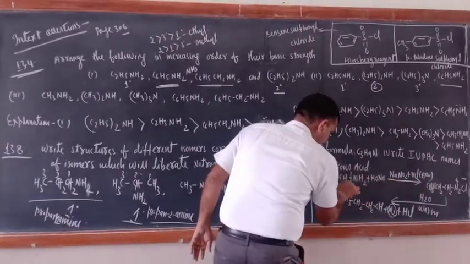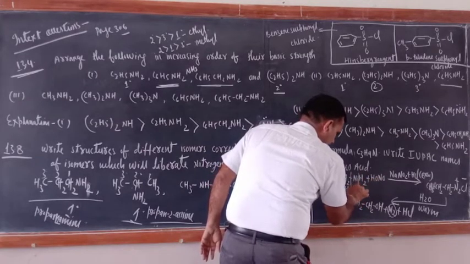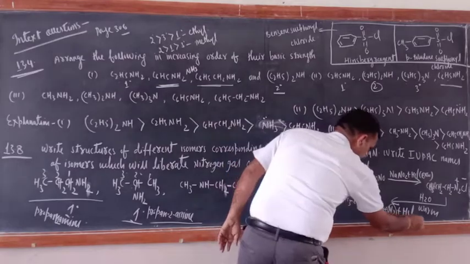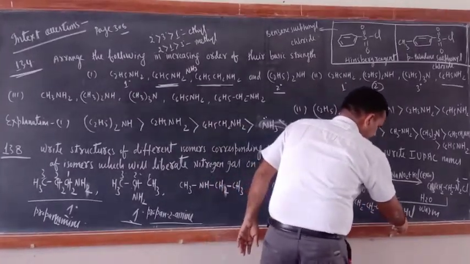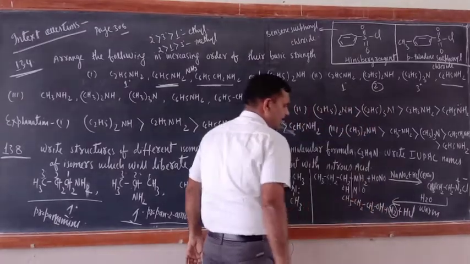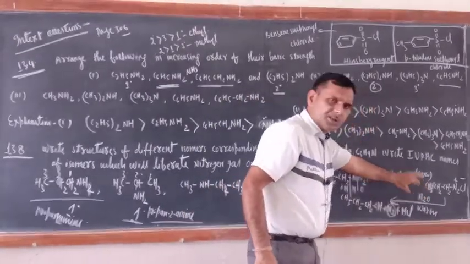Give OH to this one. Give means from here, N to this one and O to this one. Ultimately you will get the final product. But now HCl won't be there, H2O will be there. Directly also you can write. If you don't want to write this one, this is the intermediate product.